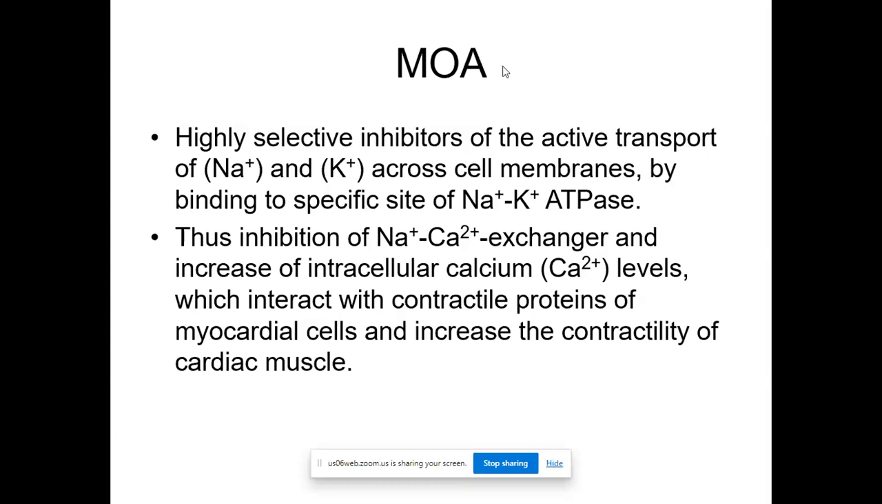you inhibit the sodium from moving out and the potassium from moving in, and also you in turn affect the sodium calcium exchanger, whereby in the cell the sodium and the calcium will increase and the potassium outside the cell will increase. Calcium is associated with contractility. So when that increases, it causes an increase in the contraction forces of the cardiac cells. That's the cardiotonic effect.